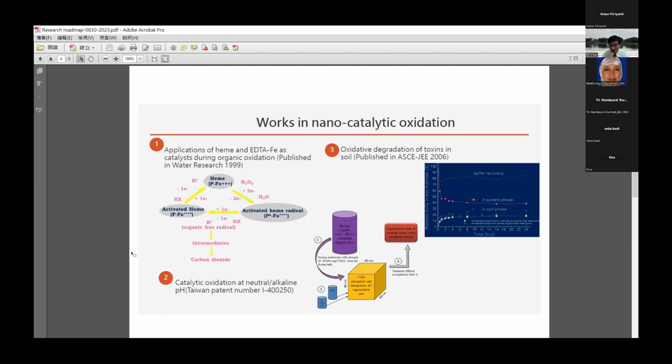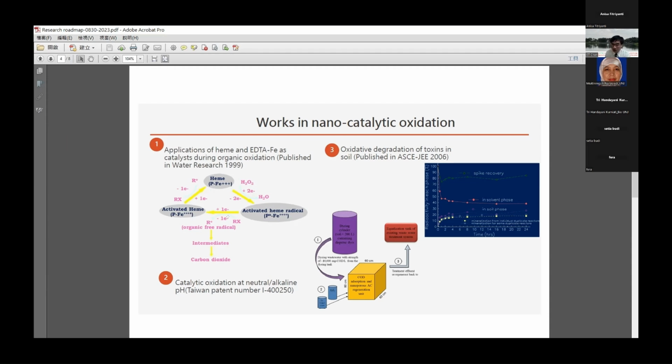We found out that the heme, the hemoglobin catalytic structure, the heme part, can actually direct electrons and switch between oxidation and reduction states. The second part is that we're doing catalytic oxidation mediated by the iron, which is generally known as the Fenton-like reaction.